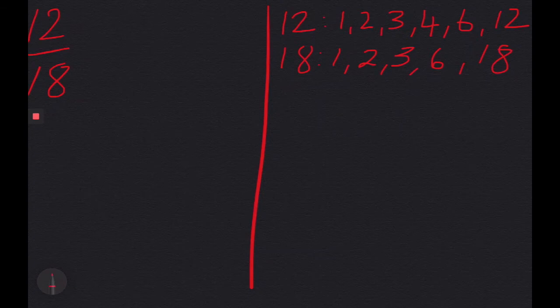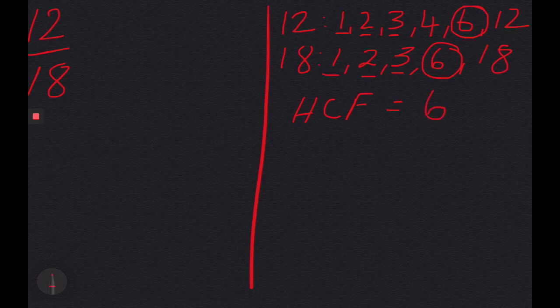So let's see. 1's definitely the same. 2's the same. Is there anything else? Yes, 3 is the same. But if we look at those factors, 6 is definitely the highest common factor, and we're going to use that to simplify this fraction.